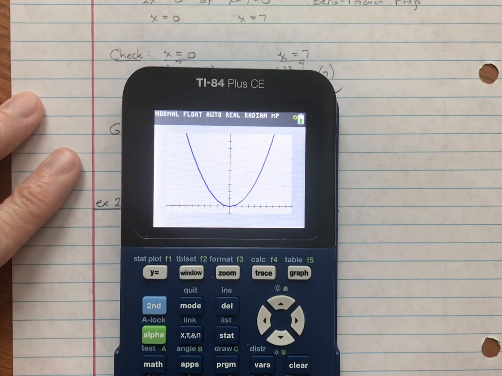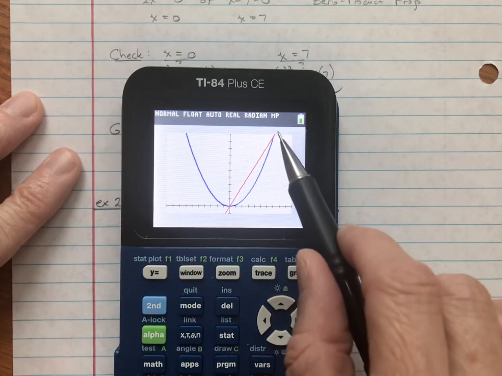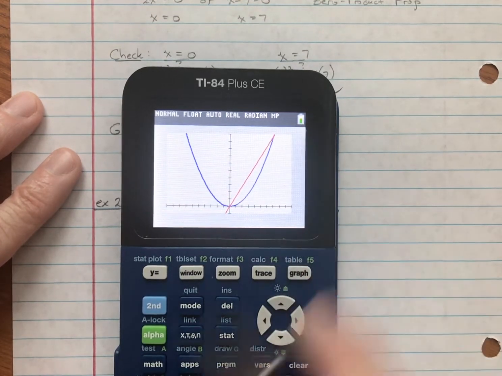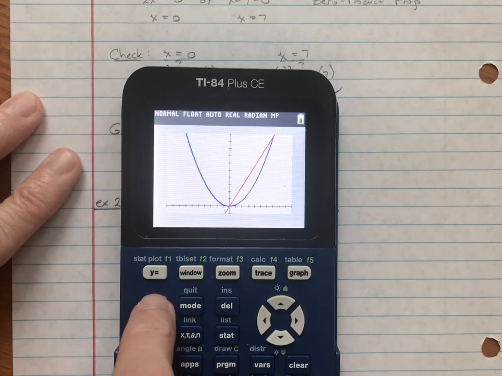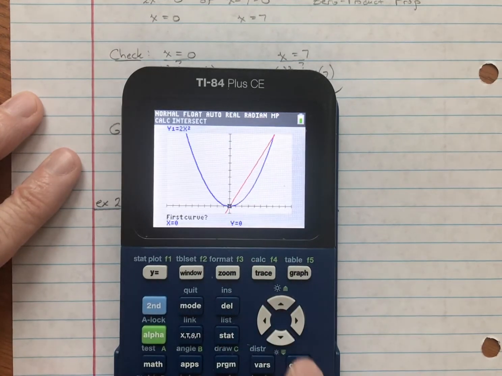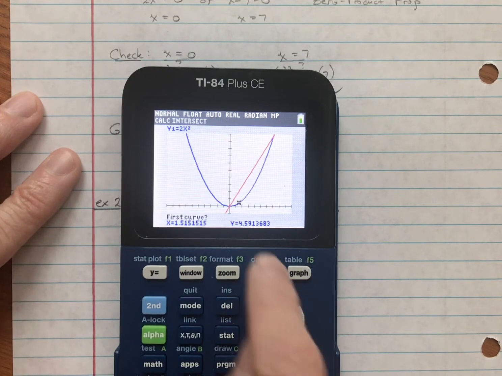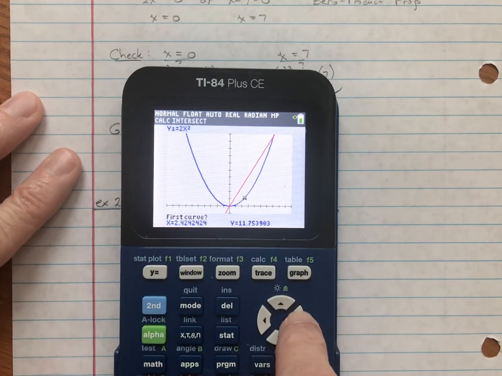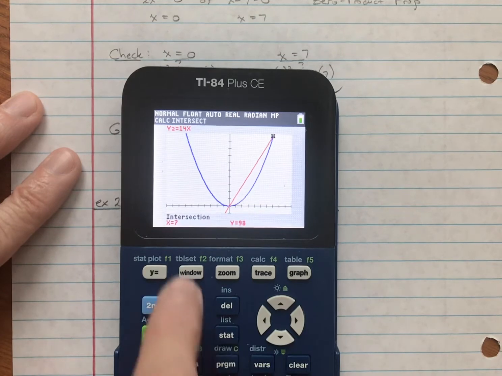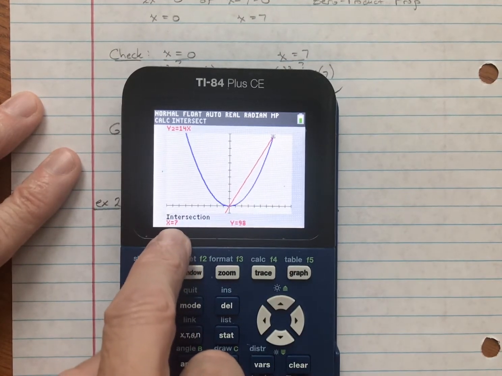Here comes the line. It looks like it does intersect right up there in the first quadrant, in quadrant 1. Let's find that point. So second, let's calc intersect. I'm going to go over there. If there's more than one intersection point, you've got to move the cursor to where it's closer to the intersection point you're looking for. Okay, enter curve 1, curve 2, take a guess, and sure enough, there's 7 right there.